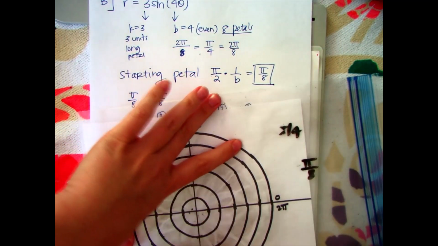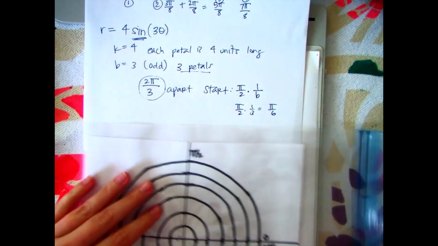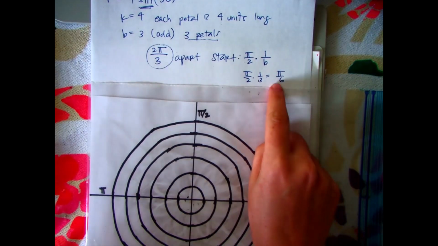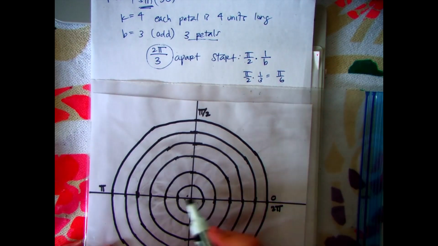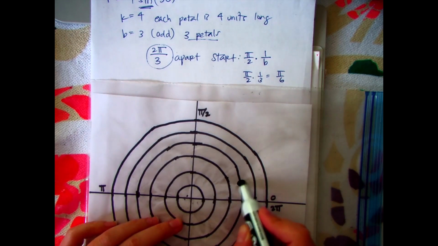Alright, so let's go ahead and put our starting point on. So we only have 3 petals this time, not too shabby. So we are starting at pi over 6. Pi over 6 is 30 degrees. So 30 degrees, and then our length is 4. 1, 2, 3, 4. So here's our first one.